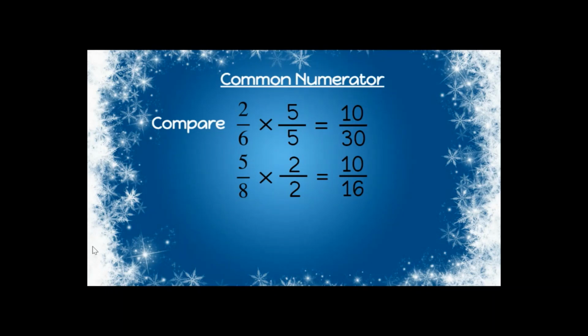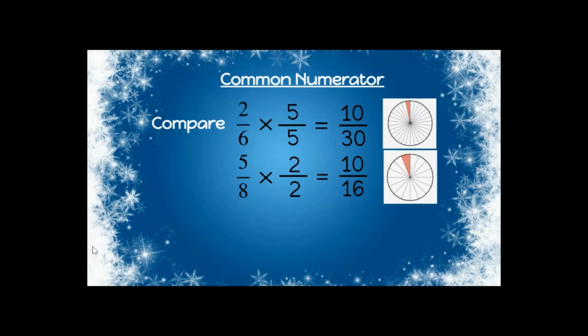I can now use my two equivalent fractions to compare my original fractions. I see I have 10 30ths and 10 16ths. I know that 30ths are smaller pieces than 16ths. So having 10 30ths is less than having 10 16ths. Knowing this, I can determine that 2/6 is less than 5/8.